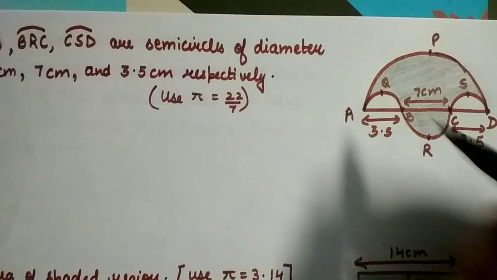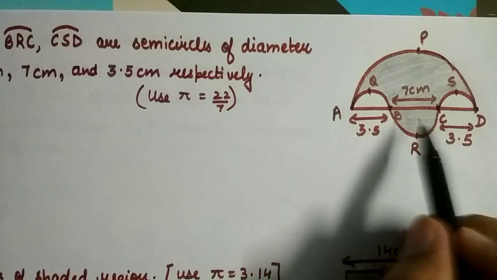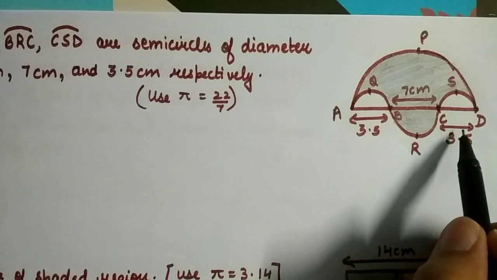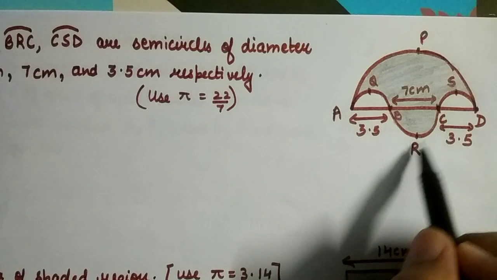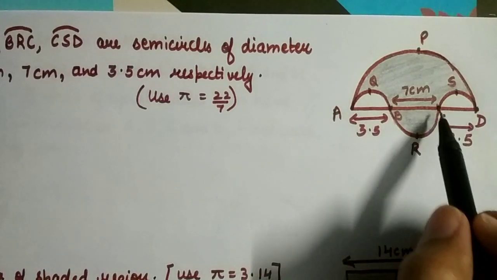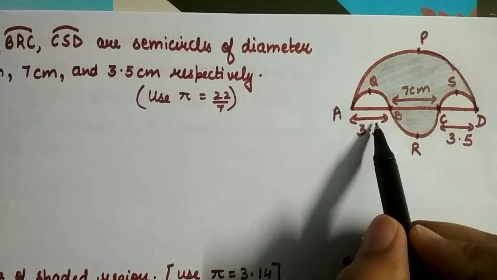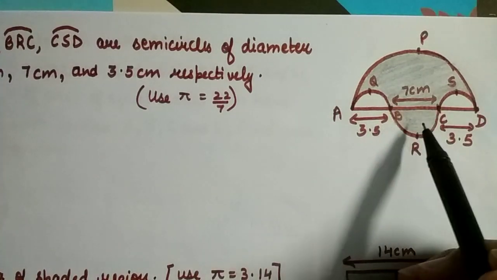Okay, now let's see the next question. In this question, this figure is given here. APD is a semicircle having a diameter of 14 centimeter, and semicircle BRC is having a diameter of 7 centimeter, and AQB and CSD are semicircles having a diameter of 3.5 centimeter, and we have to find the area of the shaded region.